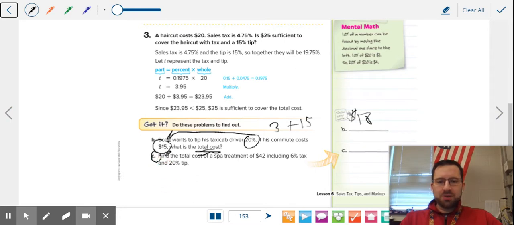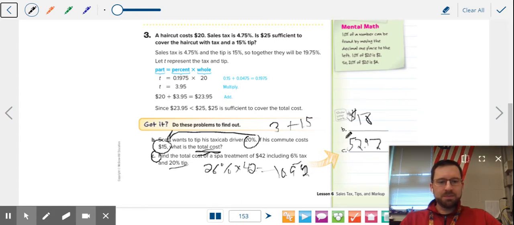C, find the total cost of a spa treatment of $42, including 6% tax and 20% tip. So in this case, when you have two things happening, what you're going to do is add the percents together, then multiply it by the amount. So $42 times 26% is $10.92 total added. Add that into $42, and you get $52.92 as your new price because you have to add the tax and the tip.